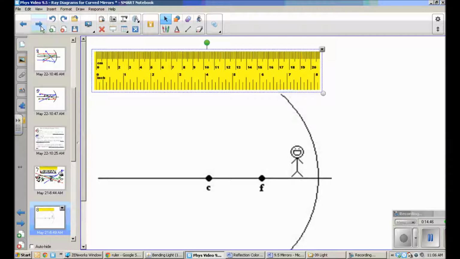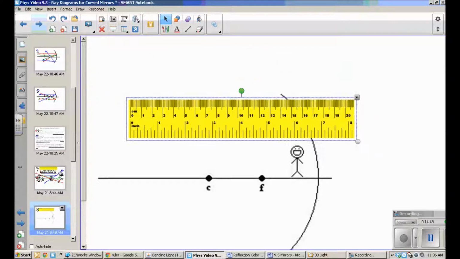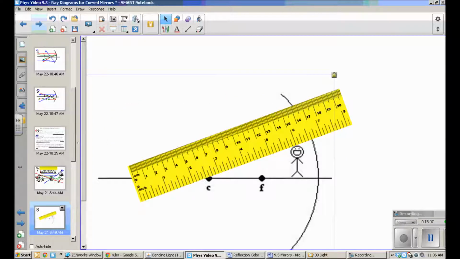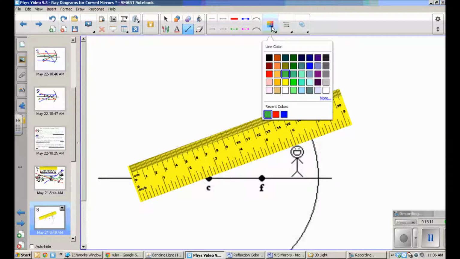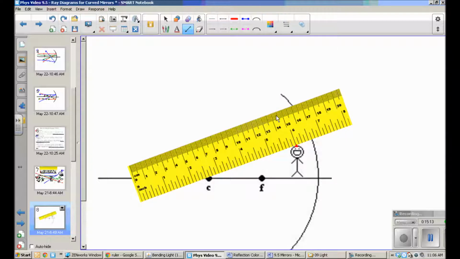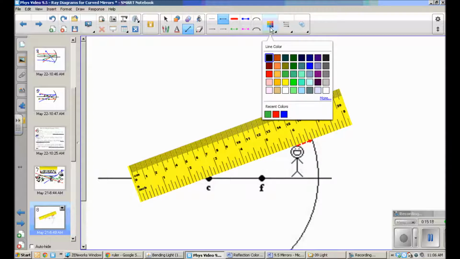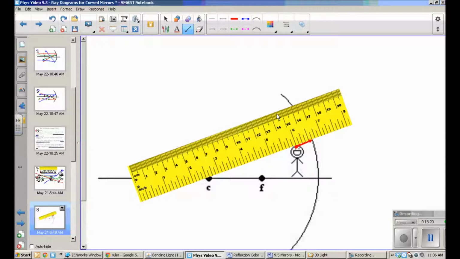Going back to the rules. Number 1, line up the ruler with the top of the object in the center. Then draw a beam from the top of the object to the mirror. So we'll do this one in red again. Top of the object to the mirror. Oh no, pretend that was solid. Here we go. Top of the object to the mirror.